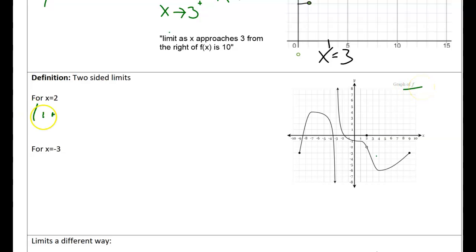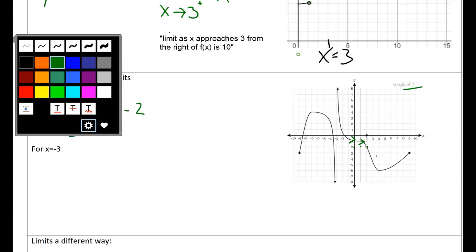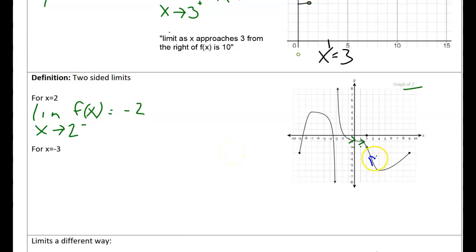So I'm going to say the limit of f of x as x approaches 2, we'll do from the left first, I'm going to say it's equal to negative 2. Because from the left-hand side, as I walk towards that point along the curve, my y value ends up being negative 2. And notice that is also true from the right. Same thing, right? So I'm going to say the limit as x approaches 2 from the right of f of x is equal to, again, negative 2.